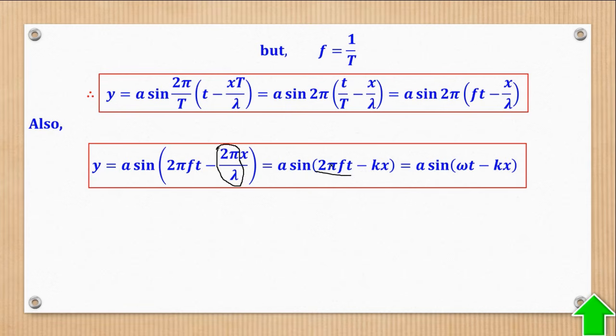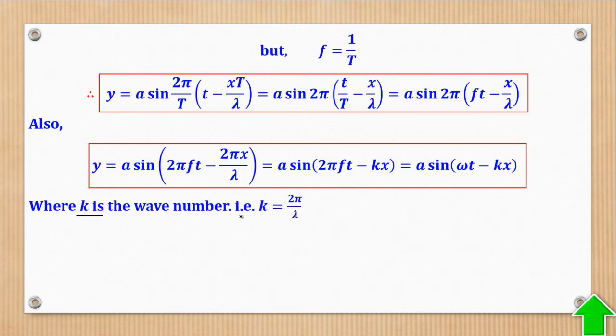Okay, then I also remember that why don't I make this 2 pi f equal to omega. That's when I come up with this other expression. So any of these 6 ways, these are the 6 ways of expressing the equation of a progressive wave, and all of them are vital, as we shall see when we start doing the calculations. So here k is the wave number and is equal to 2 pi over lambda.